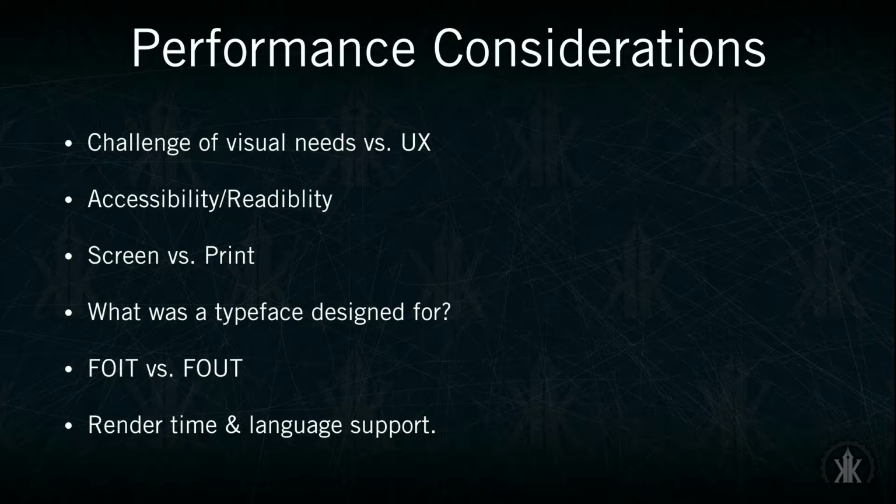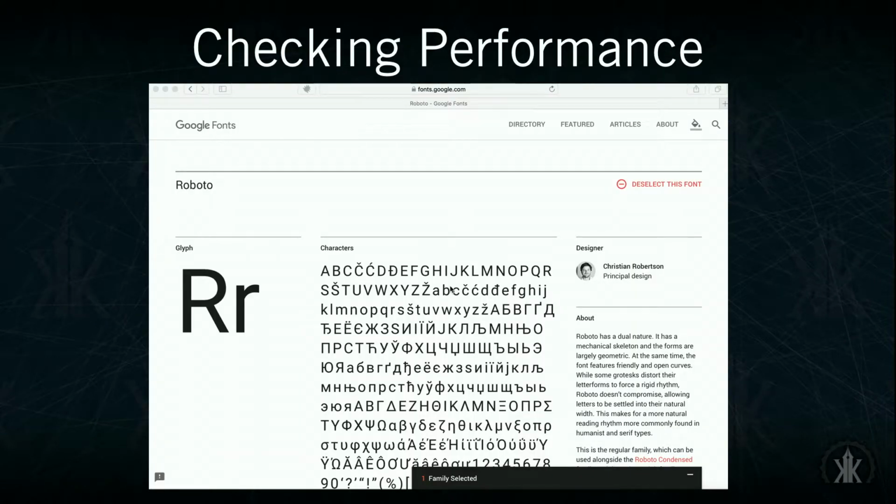Another thing tying into that is language support. There are a lot of fonts out there. Plenty of people are working on designing and making a lot of new innovations in the field. Language support may be a challenge depending on your user needs. As far as checking performance, Google Fonts is an excellent place to do this. One of the things you can do, and I'm showing one of their workhorse fonts, is Roboto.